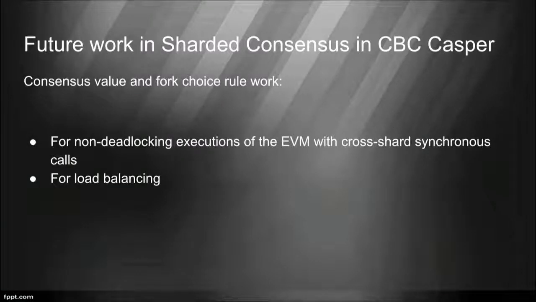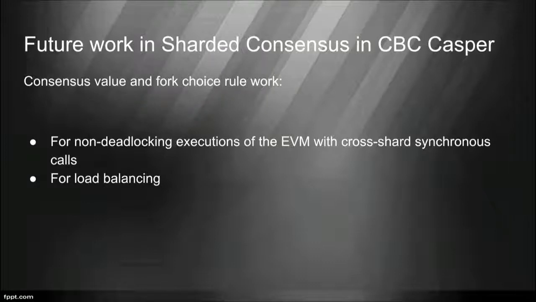So in future work, we have to define, these are two of the main pieces of work that are left to get the CBC Casper sharding solution to a point where I feel super happy. We want to have consensus values and a fork choice rule that will let us have consensus on a non-deadlocking execution of the Ethereum virtual machine.